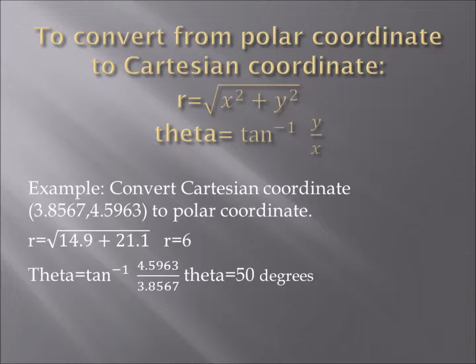4.5963 to polar coordinate. The radius equals the square root of 3.8567 squared, which is 14.9, plus 4.5963 squared, which is 21.1. After adding those two together and taking the square root, the radius comes out as equaling 6. For theta, you take the inverse tangent of 4.5963 divided by 3.8567. After that is calculated, theta equals 50 degrees.